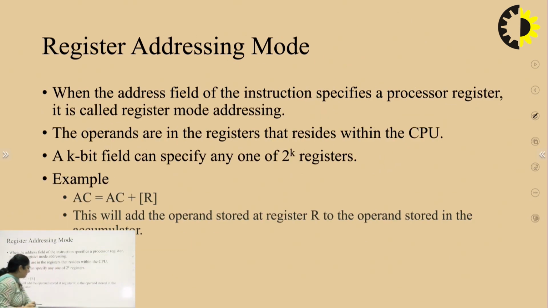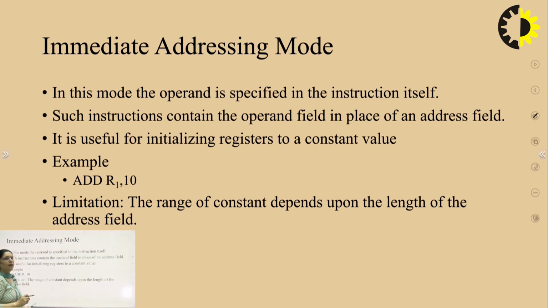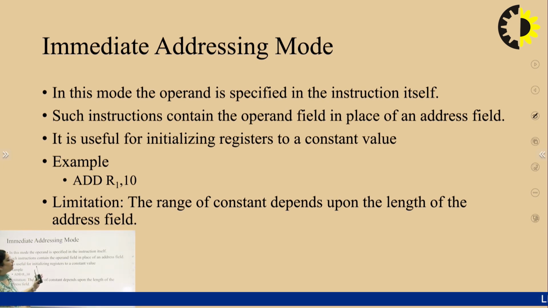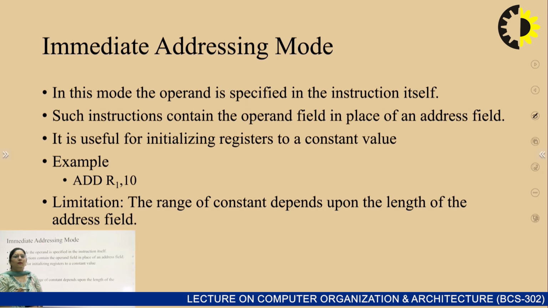Next is the immediate addressing mode. Immediate addressing mode says, in this mode, the operand is specified in the instruction itself. Earlier, we were not explicitly specifying it, it was in the definition of the instruction, and now it is specified in the instruction itself. It is basically used to specify constant values.